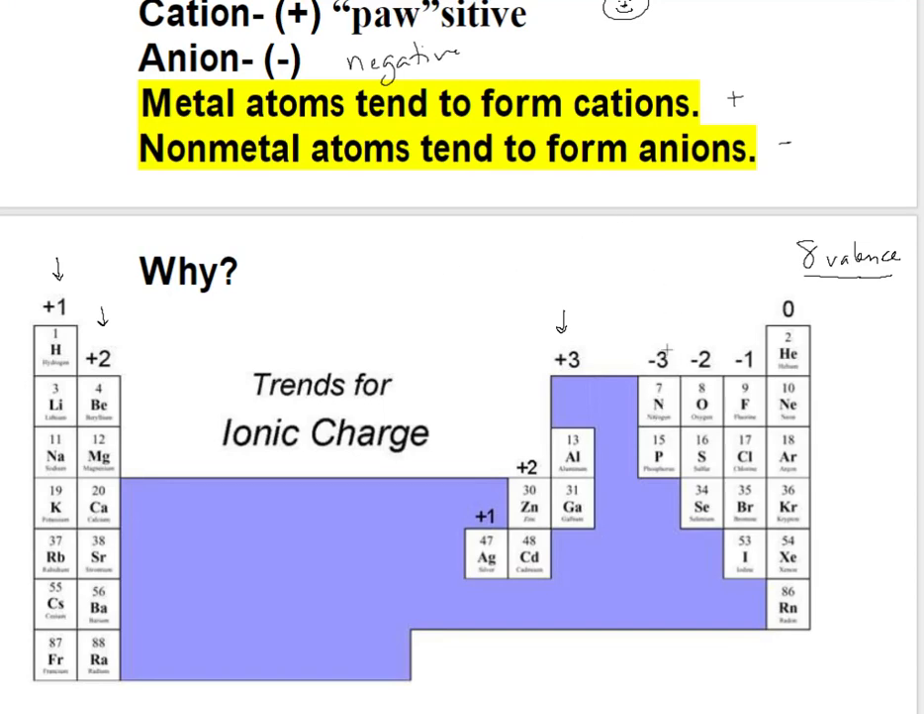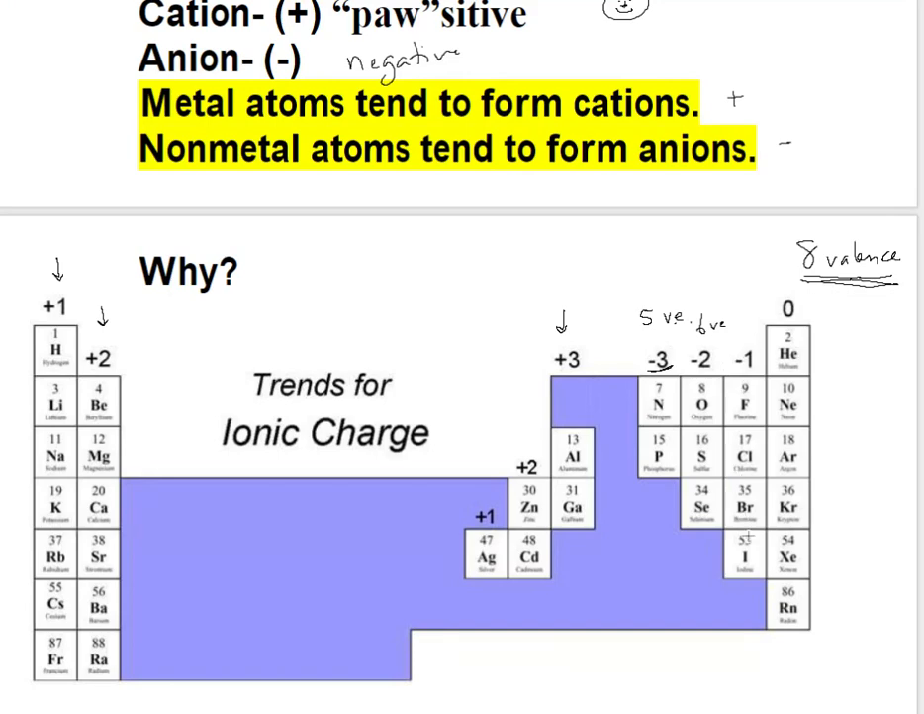Over here, these nonmetals tend to form negative because nitrogen, for example, has 5 valence electrons. I'm going to put VE for valence electrons. And it's only 3 away from having 8. So nitrogen is going to do what it can to find an extra 3 electrons and become a full octet. So when it has its 8 electrons, it becomes more stable. Oxygen's group has 6 valence electrons. So it wants to gain 2 to have that full octet. So it's going to be -2.